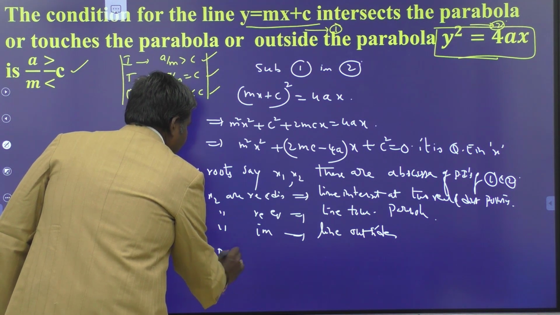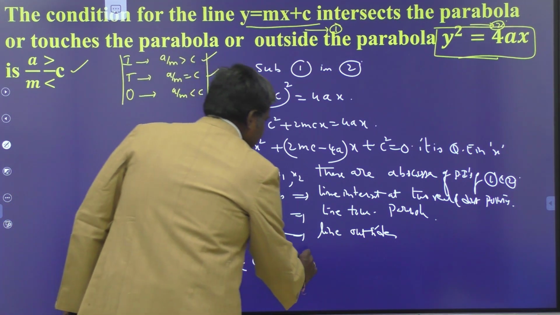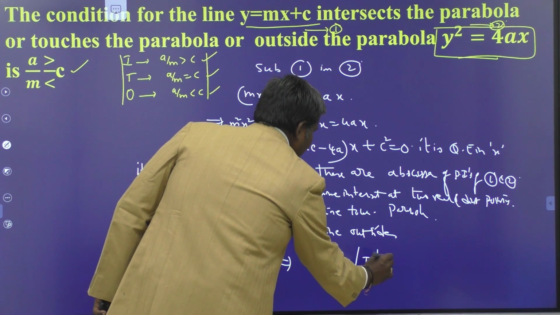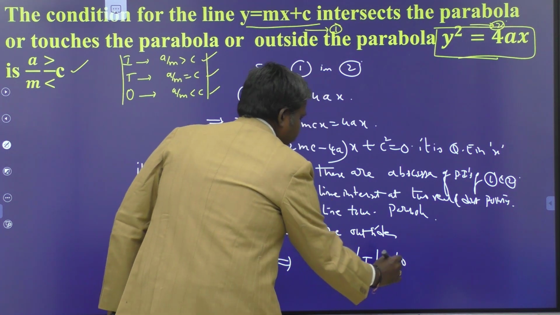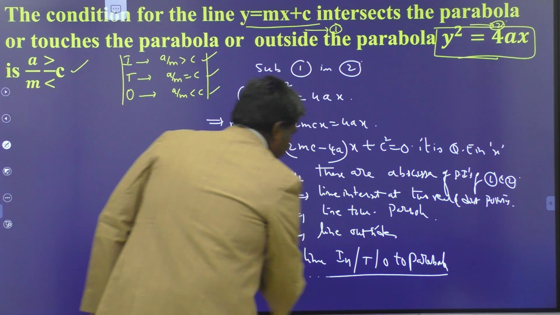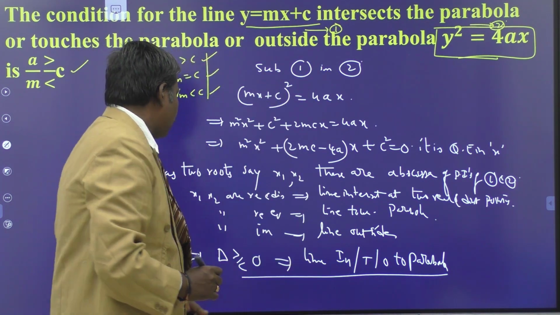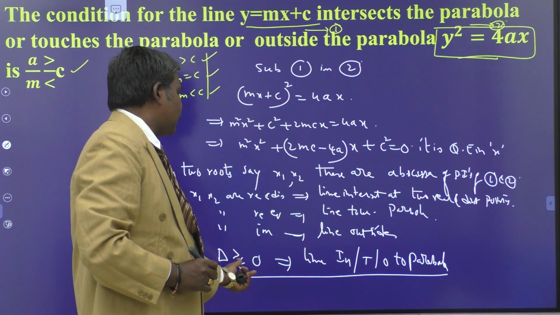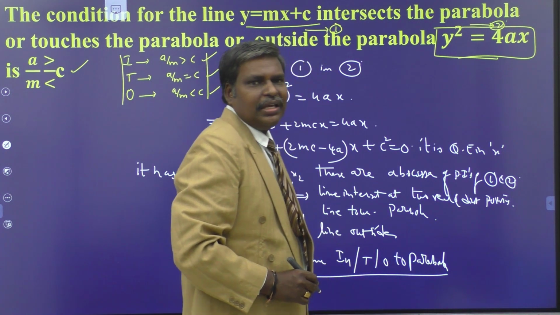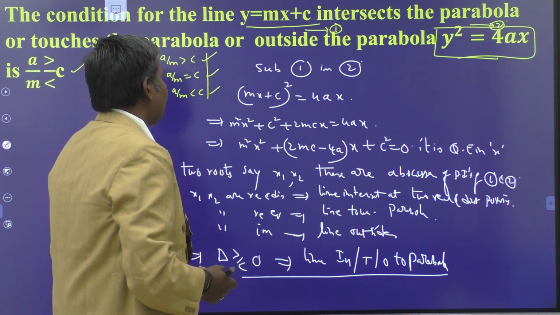This implies discriminant is greater than, equal to, or less than 0, which implies the line intersects, touches, or is outside the parabola. This is the conclusion. In this manner we have to write the derivation. So what is the discriminant? b square minus 4ac, you have to calculate.